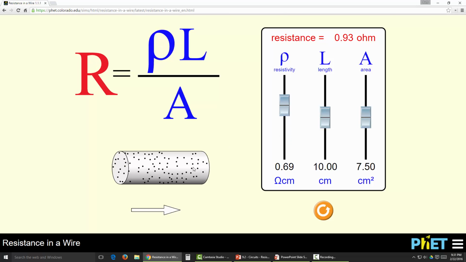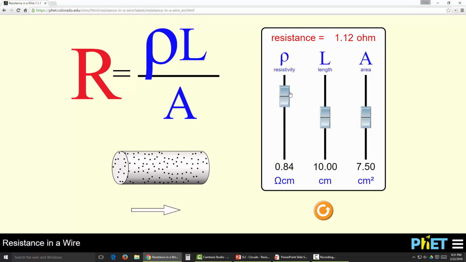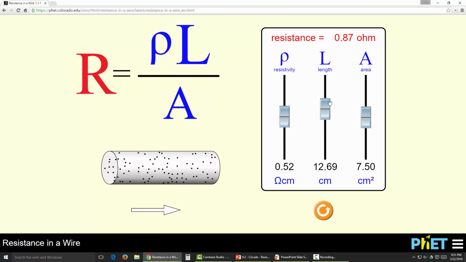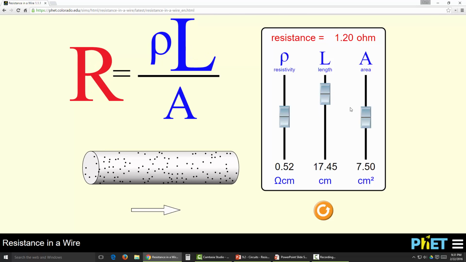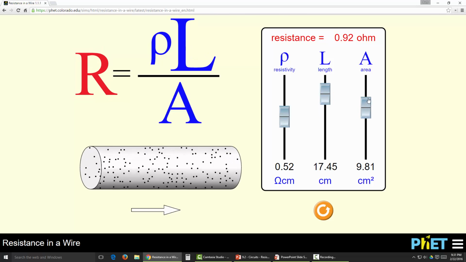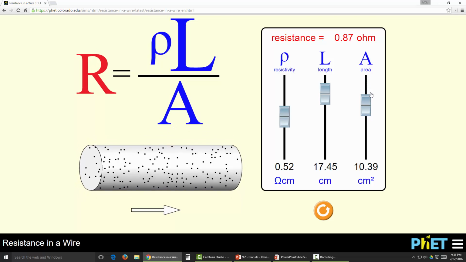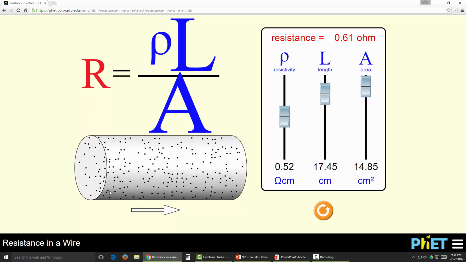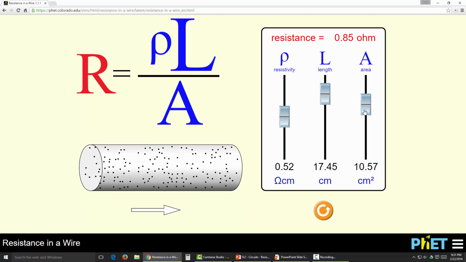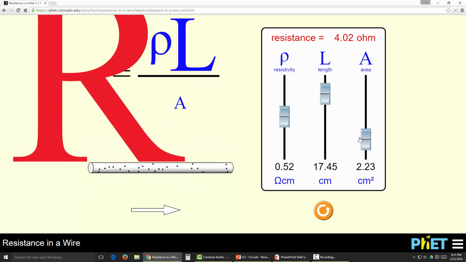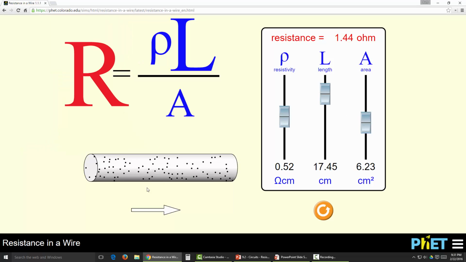What this animation is showing here is some materials with higher resistivity. It's like they have more particles impeding the flow, right? Okay, if we have a longer wire, that also increases the resistance. Pretty cool animation. If we have a larger wire, that actually decreases the resistance, basically because there's more paths for the current to flow through if you have a larger area versus trying to force that current through a really small tube in this case. Alright, back to the presentation.